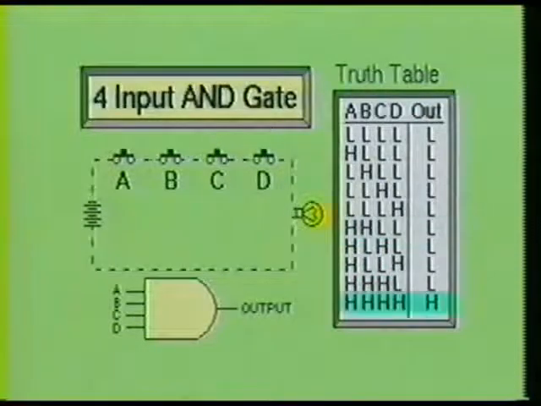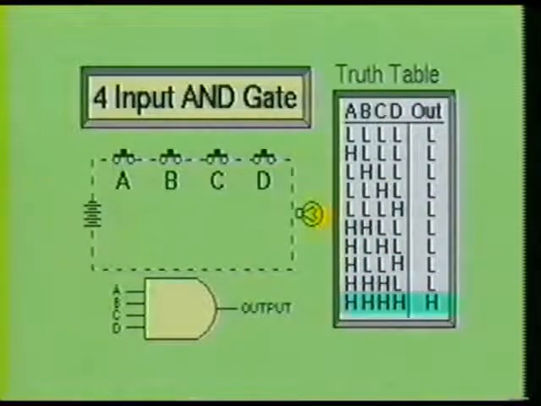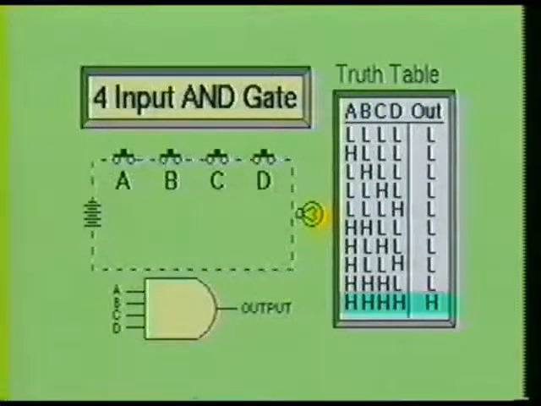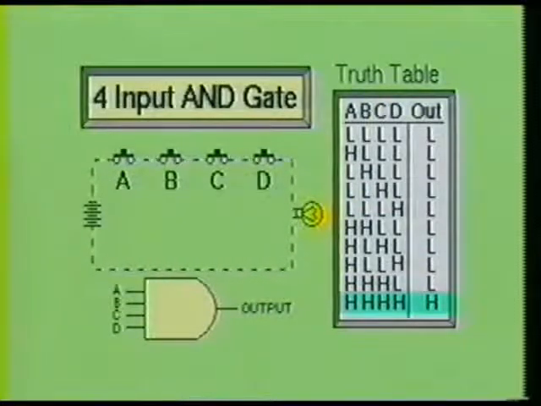Please examine some of the combinations on the truth table. Only when all of the switches are energized does the lamp turn on. This is indicated on the truth table as being a high on switches A, B, C, and D, which results in a high at the output.